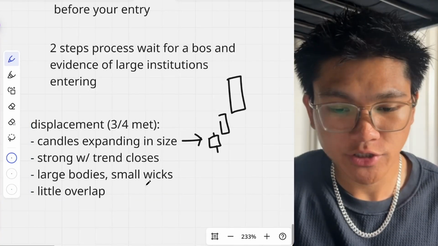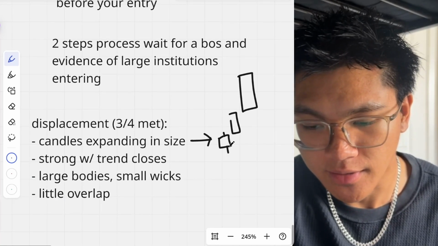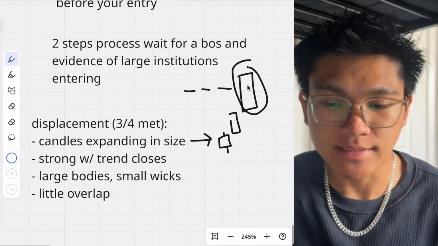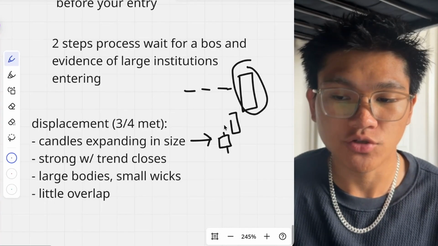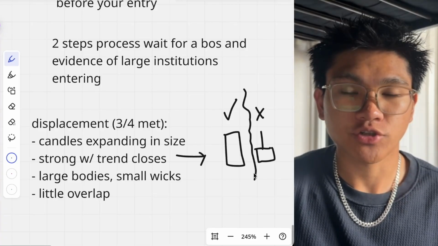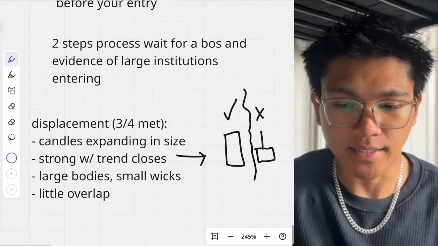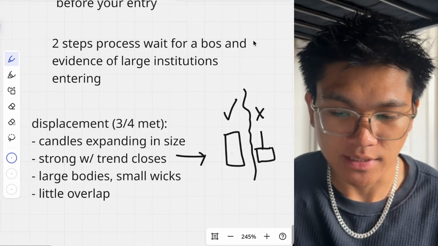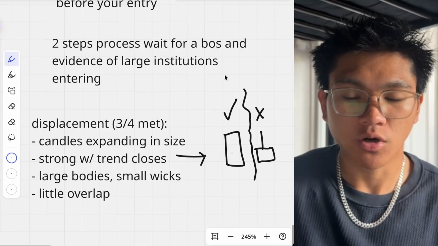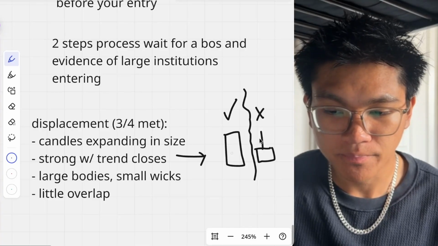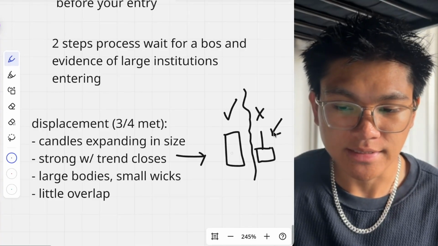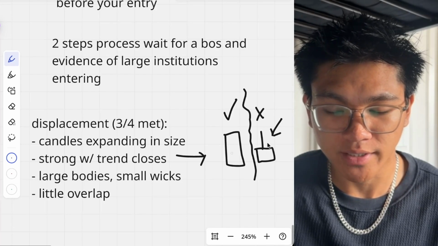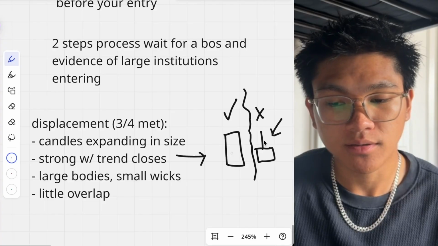And as a quick demonstration for each of these, candles expanding in size means that if there was a break of structure at this candle right here, we want to see that it is bigger in size compared to its previous candles. A demonstration of the second criteria is that there's a strong with trend close. Strong with trend close just means that it closes near its high if we're bullish, or it closes near its low if we're bearish. This candlestick right here is not a good example because price closes basically below the midpoint of this actual candlestick, hence it having a bigger wick.